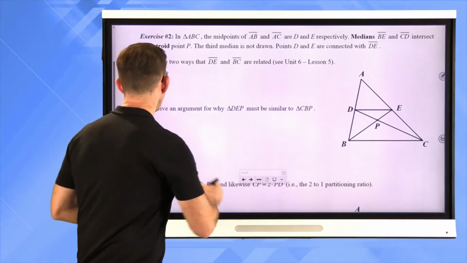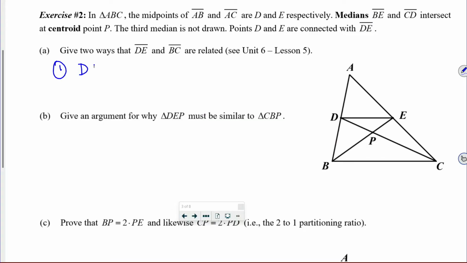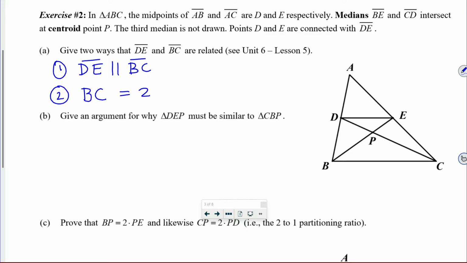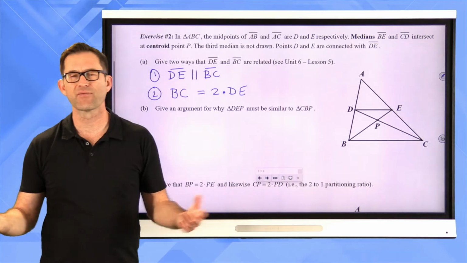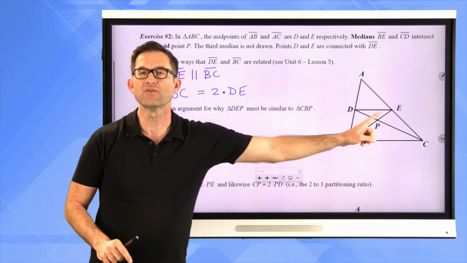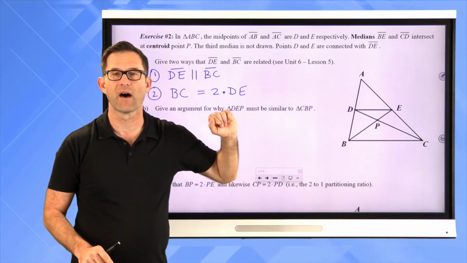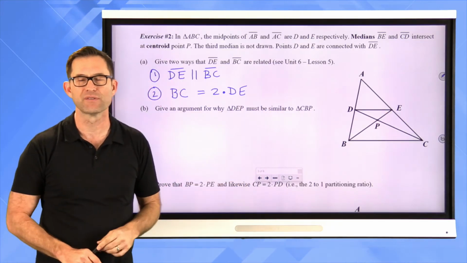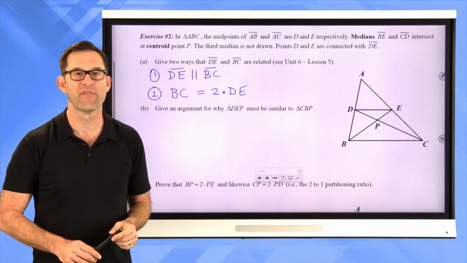All right, well, number 1, DE was parallel to BC. And that seems pretty obvious when you look at the picture right now, right? But we proved that way back then. And the other piece was that BC was twice the length of DE. I think back then we were saying that DE is half the length of BC, but whatever, right? So remember, the segment that connects the 2 midpoints is parallel to the third side and half the length of the third side, or the third side is twice the length of that.